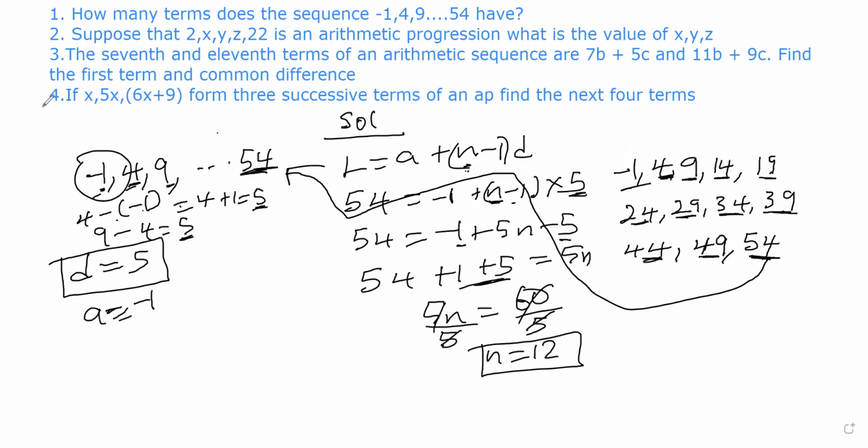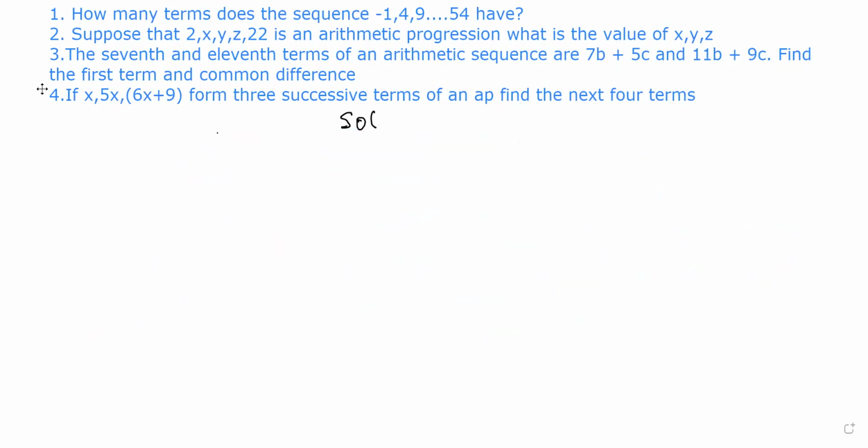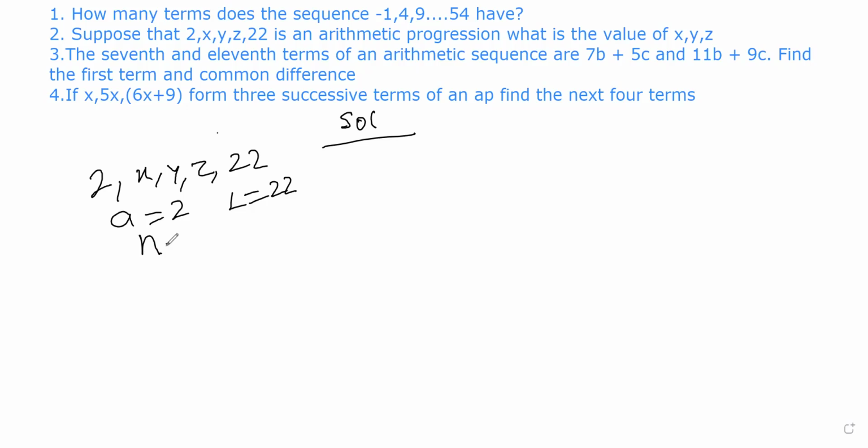So that's for the first question. Let's solve the second question. Suppose 2, x, y, z, 22 is an arithmetic progression. So we know that a is 2 and our last term is 22. How many terms are in this sequence? We have 1, 2, 3, 4, 5. We have 5 terms in the sequence.